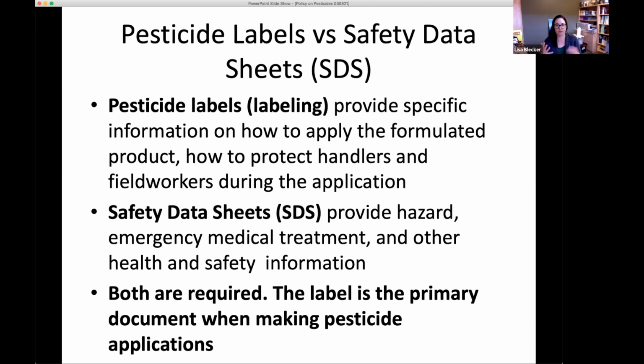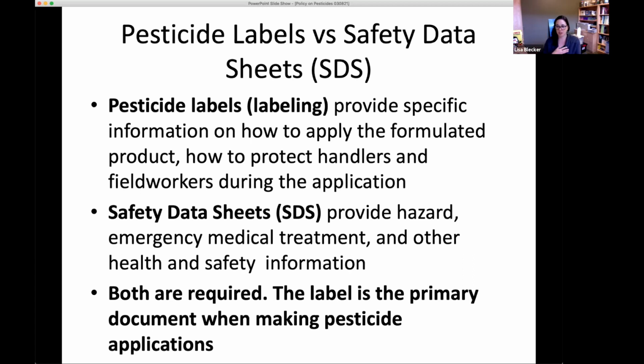So pesticide labels give you specific information on how to apply the product, right? And the safety data sheet provides hazard and emergency medical treatment. And so both are required. So if you don't have a label because you're doing experimental pesticide research, well, then you have to have the safety data sheet and some sort of experimental protocol, right? Okay, but the label is always the primary document.